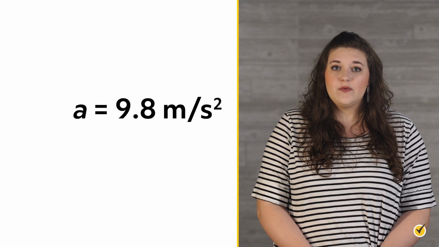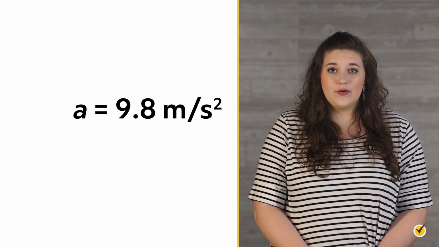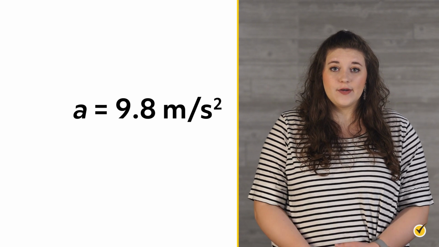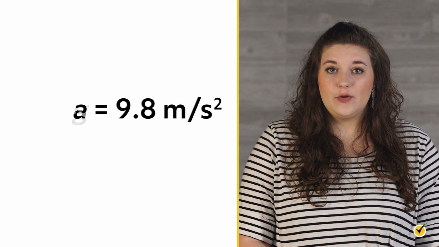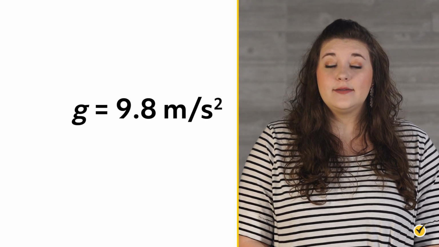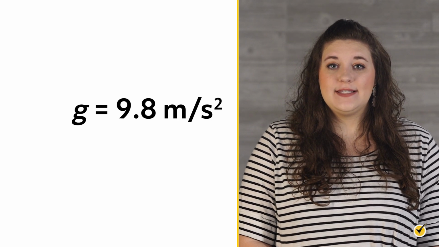If we put in the values, we find that this acceleration equals 9.8 meters per second squared, or 32 feet per second squared. This value is used so often that it is given its own symbol, a lowercase g, called little g. Notice that little g is different from the gravitational constant G.